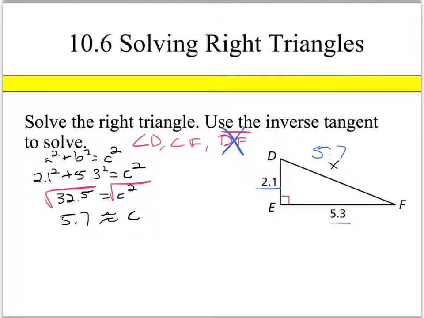We already know this measure, those two sides. We also know what angle E is. What is angle E? 90 degrees. Okay, 90 degrees there. So now what we have to do is find D and F. And it says at the top, use the inverse tangent to solve.